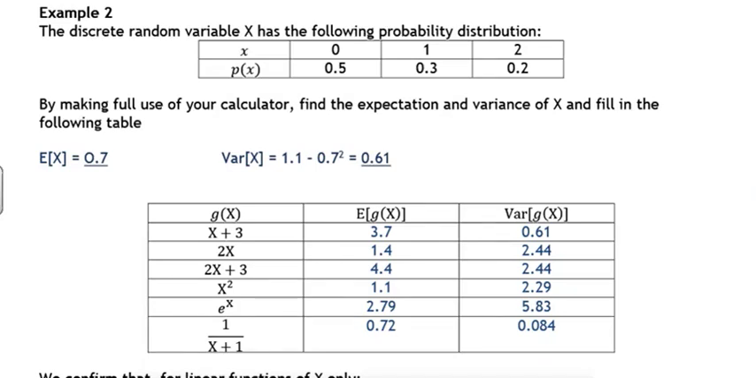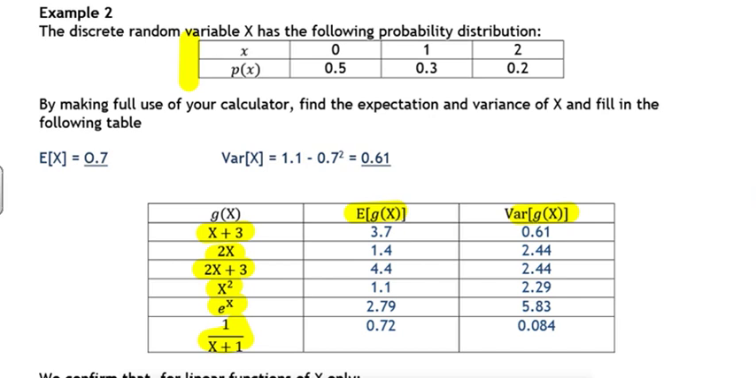Considering example two, we've got a probability distribution, and here we've been asked to work out a variety of expectations and variances for different functions: x plus 3, 2x, 2x plus 3, x squared, e to the x, and 1 over x plus 1. So you could work those out by using the formula sum of g of x multiplied by the probability.